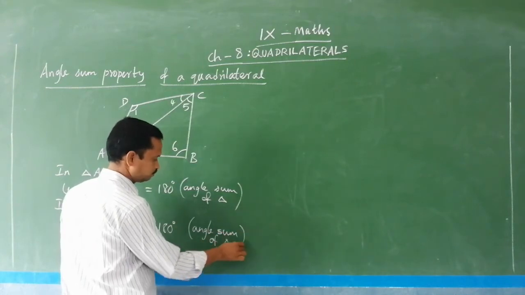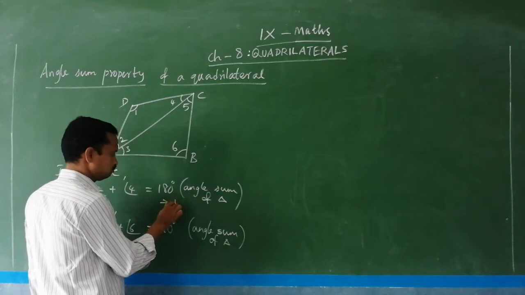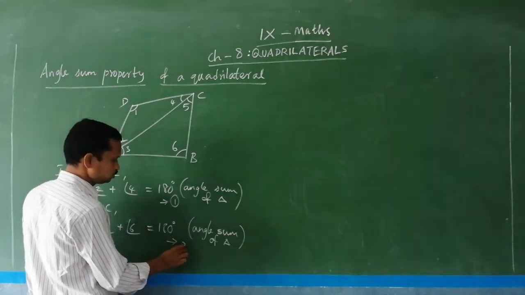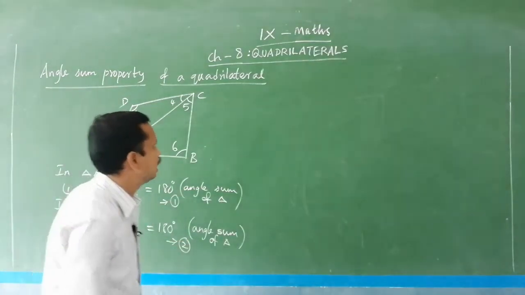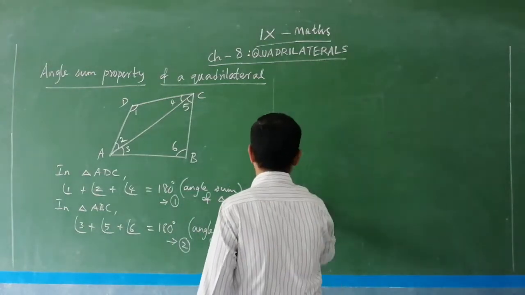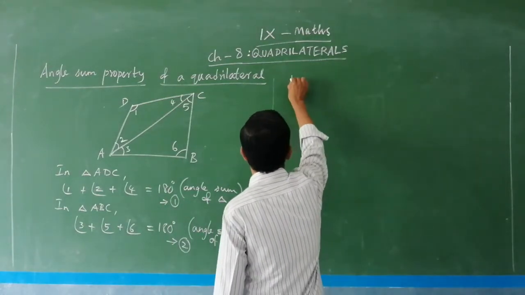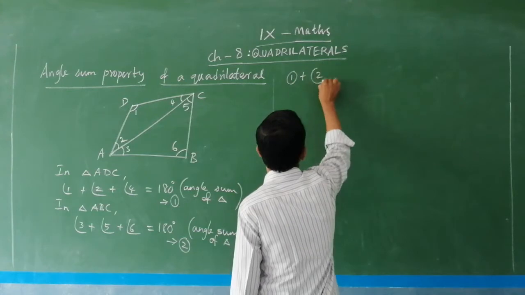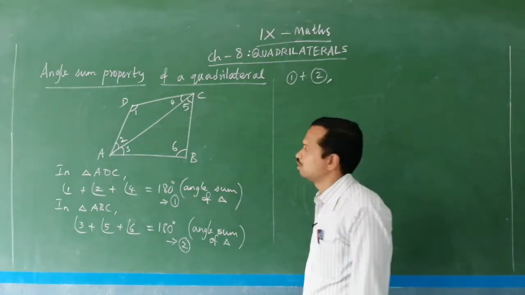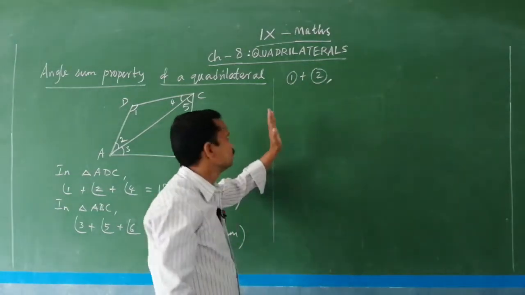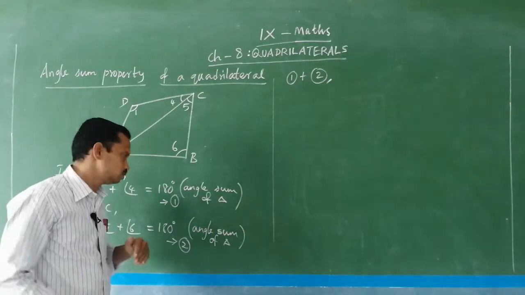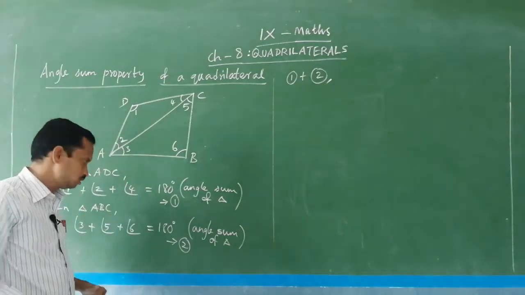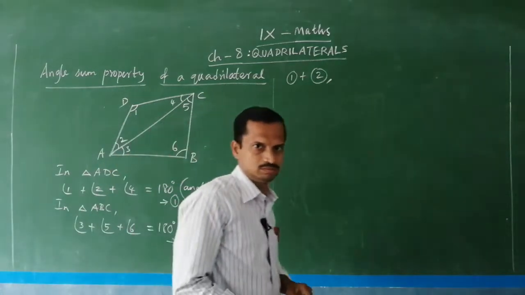Is it clear? So let it be equation number 1 and this equation number 2. And now if you add both, equation 1 plus equation 2, what to do? We have to sum the 2 equations. That means left side plus left side, right side plus right side, isn't it?